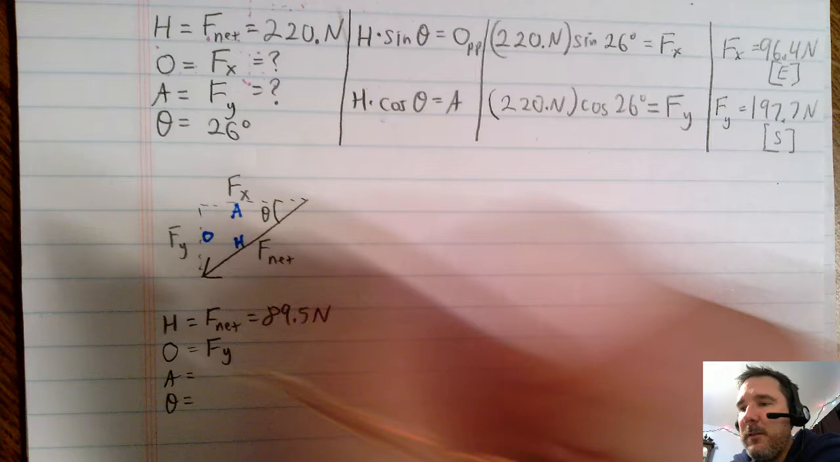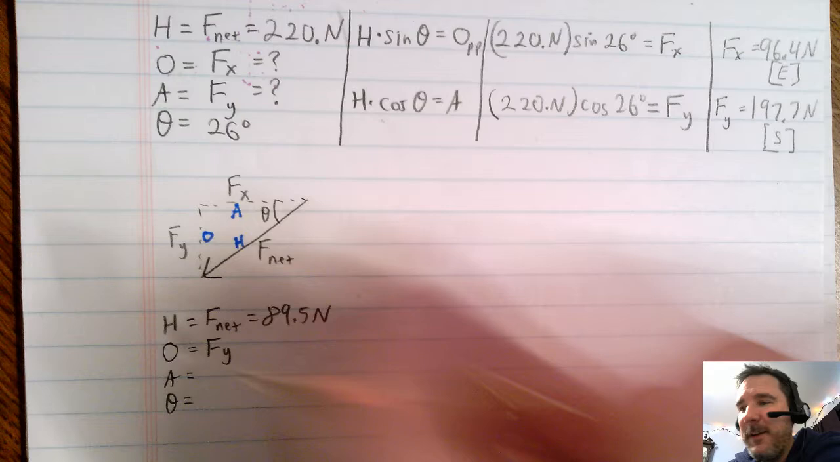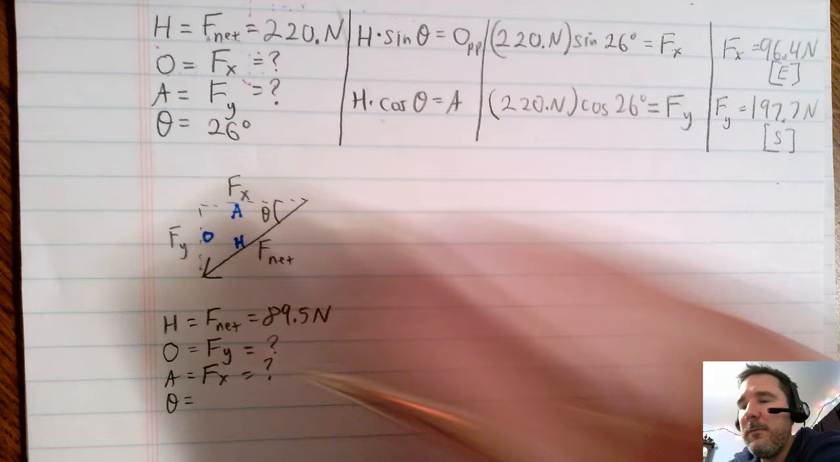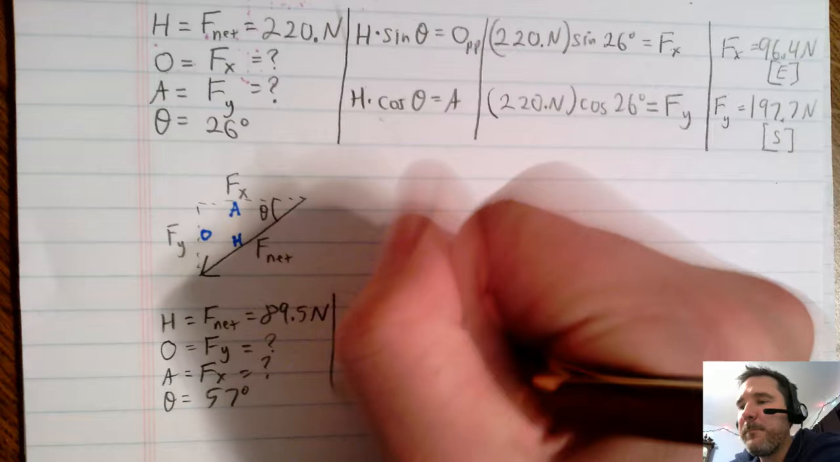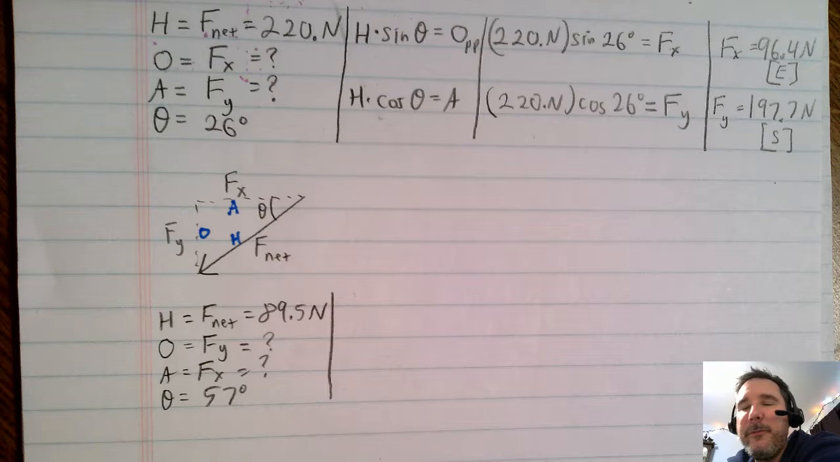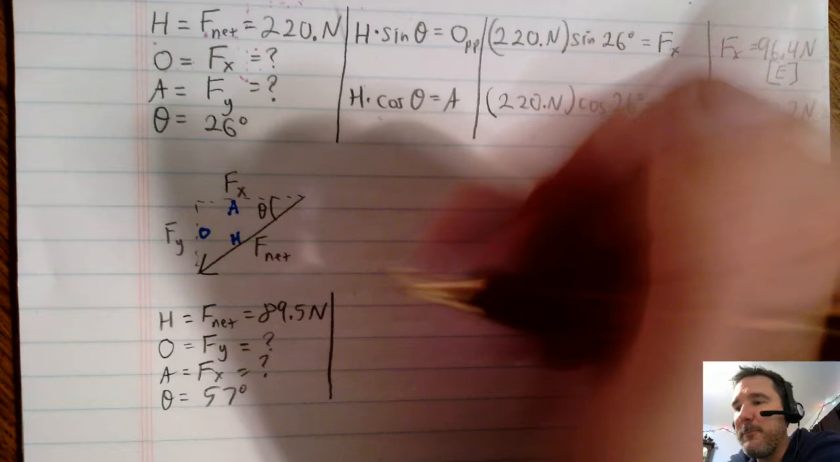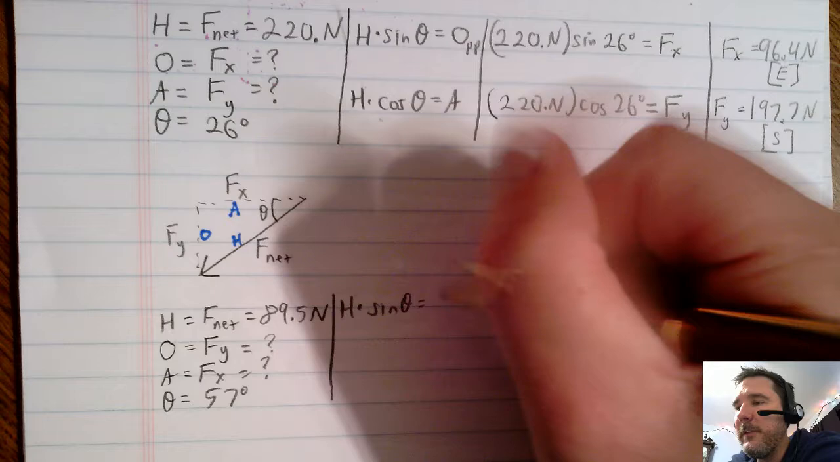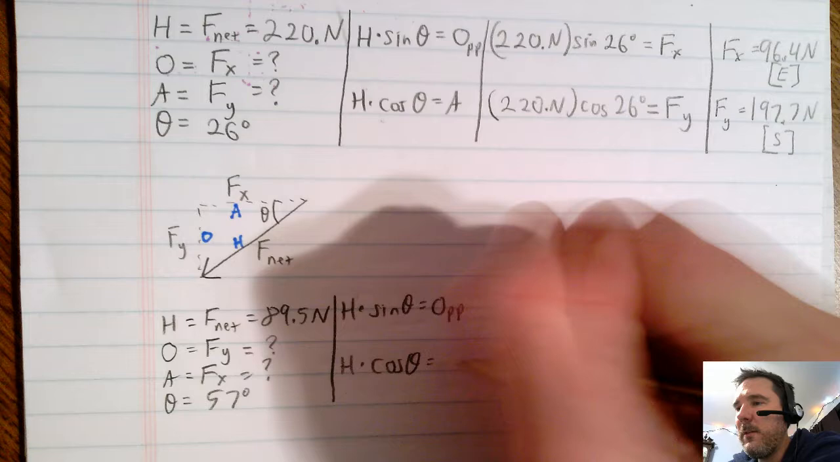I'm sorry, it's getting late. The adjacent side is my Fx. I don't know either one of those. My angle, 57 degrees. Okay. It's the same equations from before. I'm tempted to not even write them down, but I don't want to screw this up. So once again, this is going to be my opposite side. Adjacent side. And again, that's true all the time.